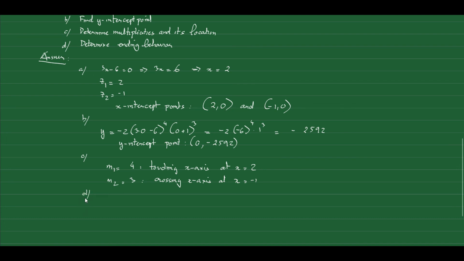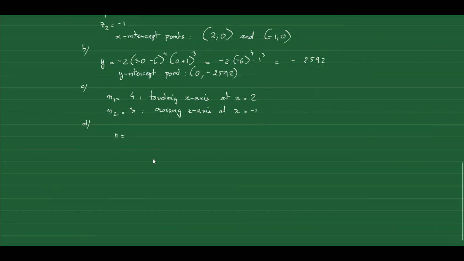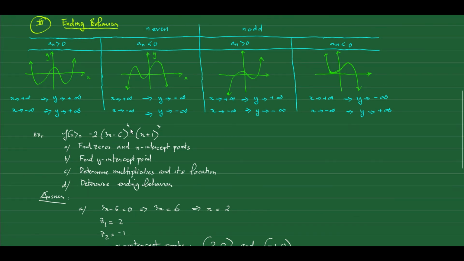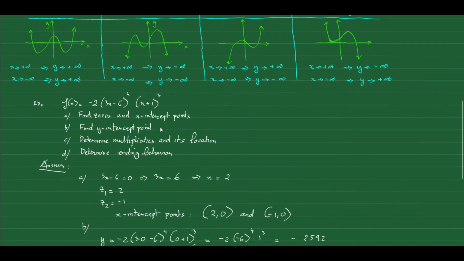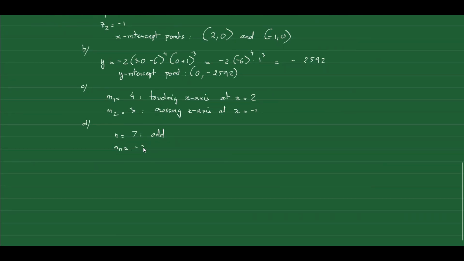Part D. Here you go, determine the end behavior. We need to know the n value. Alright, so the highest degree over here, you have to add these. So 4 plus 3 will be 7. So it will be odd, right? And for a sub n, you just need to know if it's positive or negative. Okay, a sub n over here is negative 2, so a sub n will be equal to negative 2.